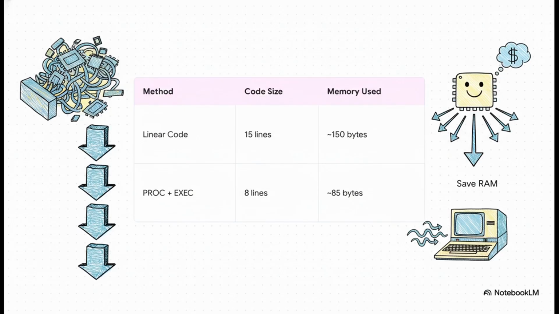And this is exactly how procedures help us survive. If you have a task you need to do 5 times, writing it out 5 times in linear code just eats up memory. But if you write it once as a procedure and execute it 5 times, you save a huge amount of precious RAM. This write once, use everywhere principle was absolutely critical for creating anything complex on the C64.